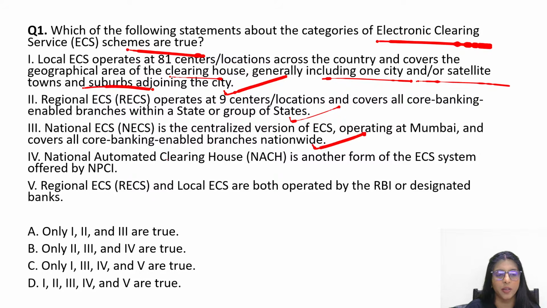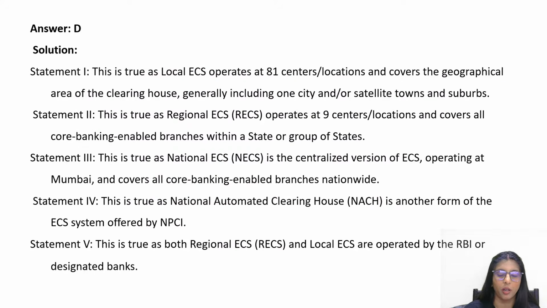It's correct. National Automated Clearing House is another form of ECS system offered by NPCI. Correct. Regional ECS and local ECS both are operated by RBI or designated banks. It's correct. All the statements are true, that is 1, 2, 3, 4, 5 are true. Option D is the right answer.